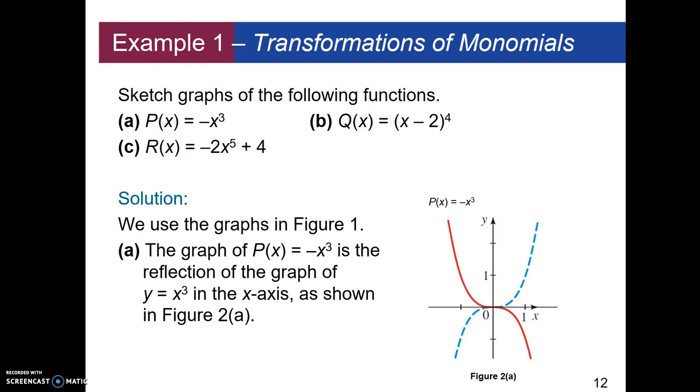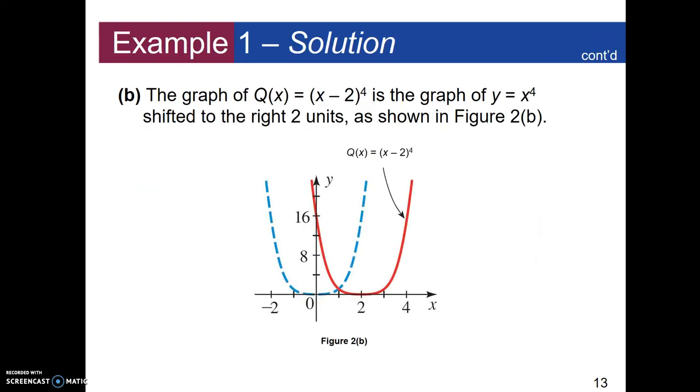So the first one, as we can see, the dashed line represents the original x cubed graph, and then the solid red line represents the reflection. So that's p of x, graph 1. Graph 2, q of x, as we've seen, the dashed curve is the original function, and then it's moved 2 units to the right. So that is the final place for q of x.